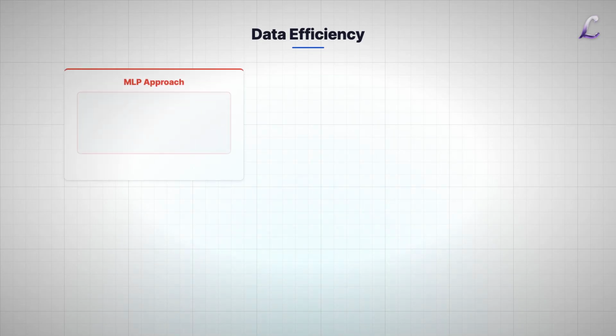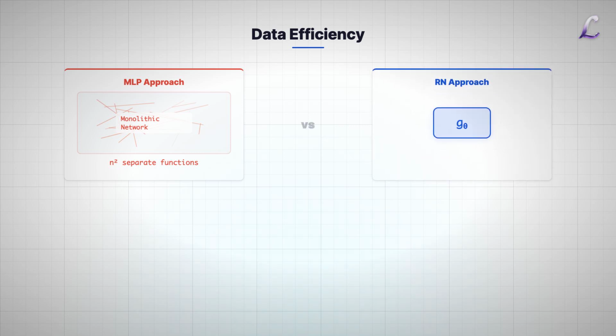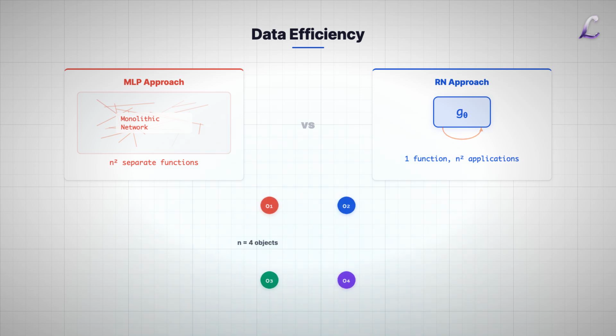If you have a set of n objects, a standard network tries to learn the whole scene at once, but the relation network breaks it down into n-squared pairs. In a single pass, it runs the relation function n squared times. It's like practicing the concept of larger than hundreds of times per image, rather than just once. This prevents overfitting to specific objects and forces the model to learn the relationship itself.